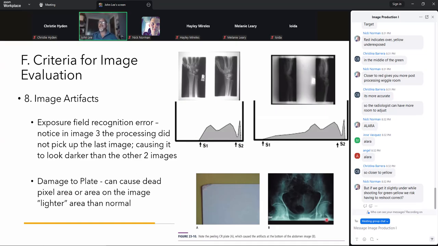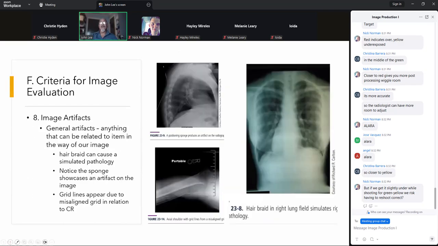Damaged plates can cause dead pixels in our DRs and CR. Two more here. Some other general artifacts. This is lines from a stationary grid. I know it says from misaligned, but it's not really misaligned. It's a stationary grid. Those are just going to show up, period. It's not the moiré. The moiré has that wavy line appearance.